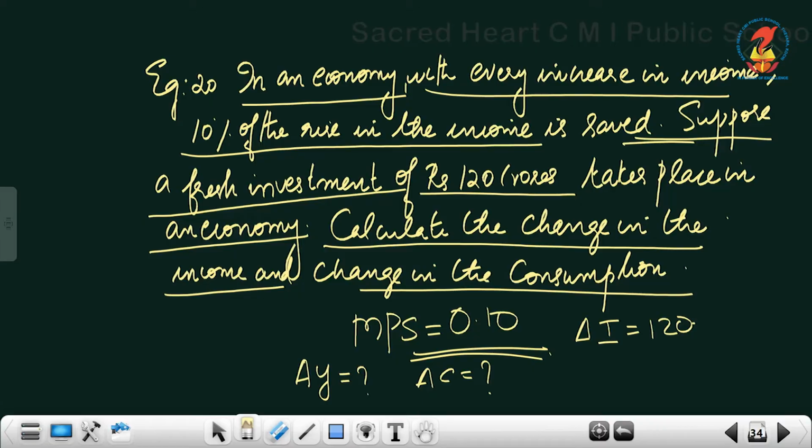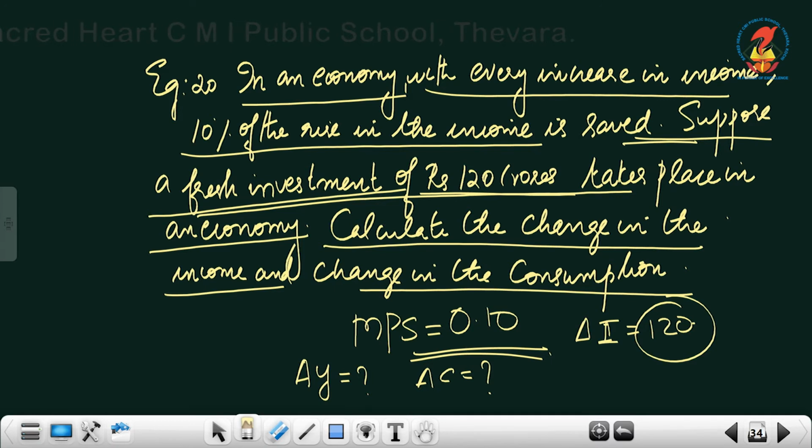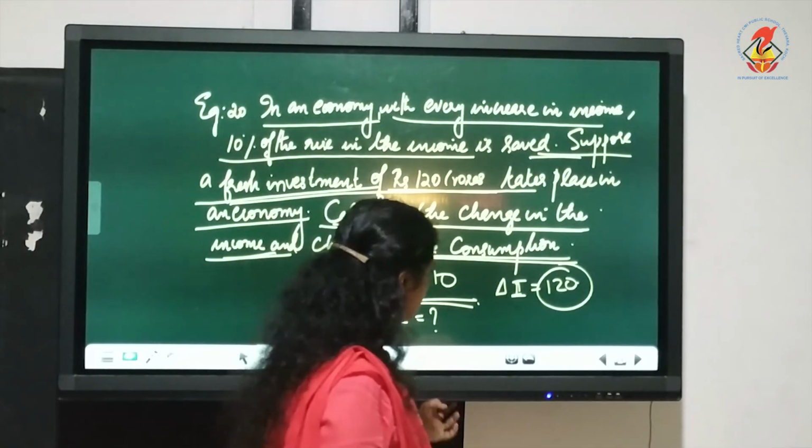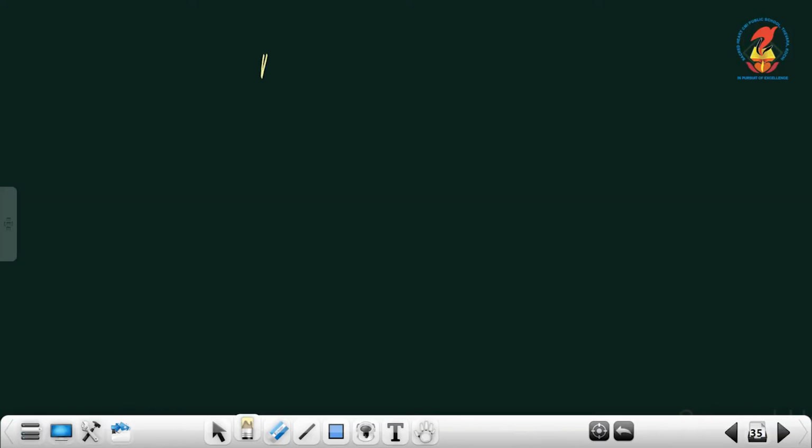Now, suppose a fresh investment of rupees 120 crores takes place. That means delta I, investment of 120 crores takes place in an economy. Calculate the change in the income, delta Y you have to find out, as well as change in consumption, delta C you have to find out. Let us see how to find out. Now, delta Y you have to find out and delta C you have to find out.